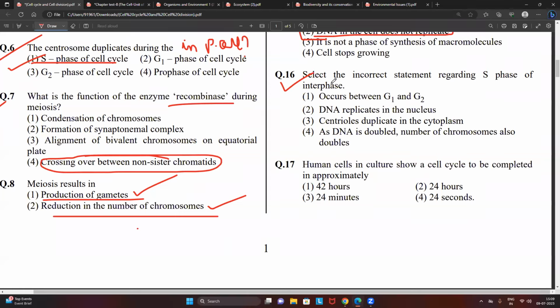Good. Question number 16. Select the incorrect statements regarding S phase of the interphase.